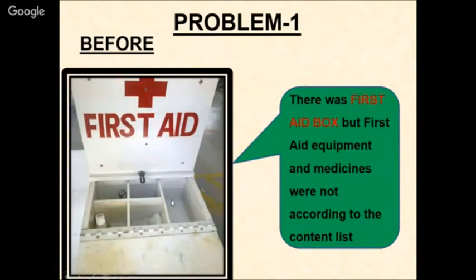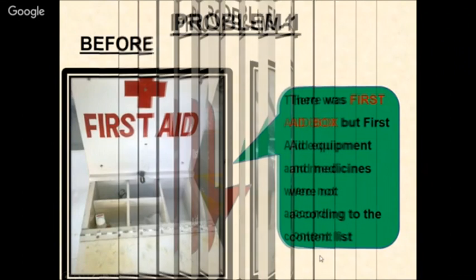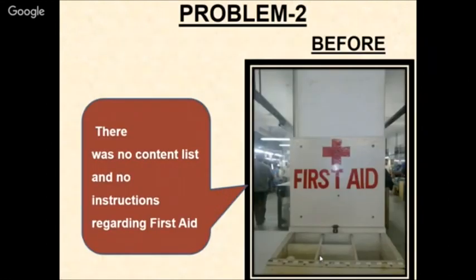And just see the first aid box, which no doubt they had, but just see the content, everything was missing. There was nothing like a list of what all things are there, or when it has been replaced. Some ointment was there, but it was again an expired one. So there was a first aid box, but first aid equipment and medicine were not according to the content list. There was no content list and no instructions regarding the first aid box. So everything was missing. Just for the sake of making a provision, they had provided it, but contents were all missing.